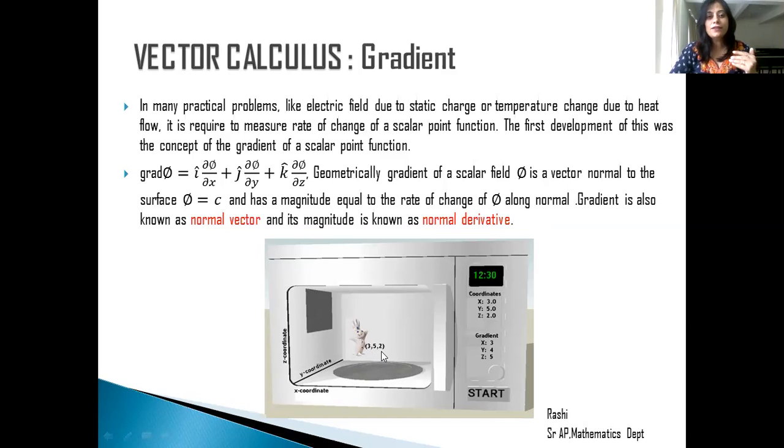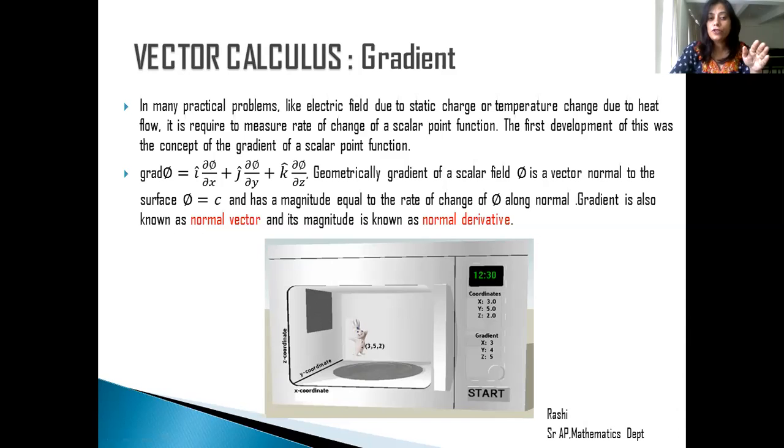Now, if you want to understand the concept of gradient, my question will be: in which direction should this bunny move so that it will get the maximum of the function? Here, what is the function? Temperature is a function because we are talking about the oven and I want it to get heated fast. So it will move in the direction of gradient. Same way, if you are standing on a hill, in which direction should you move to have the maximum slope? Wherever the function is increasing maximum, that is the gradient.